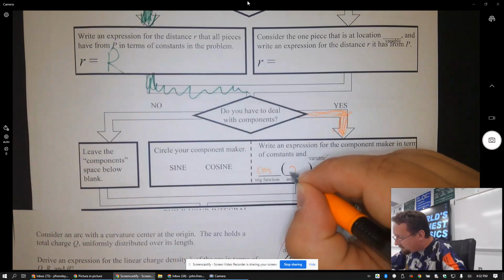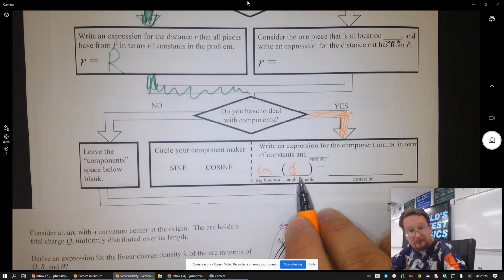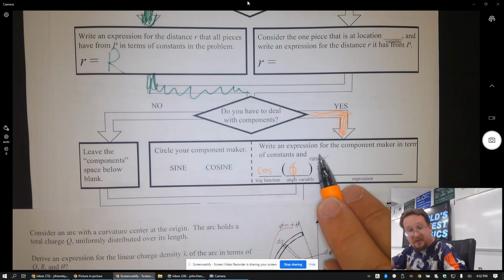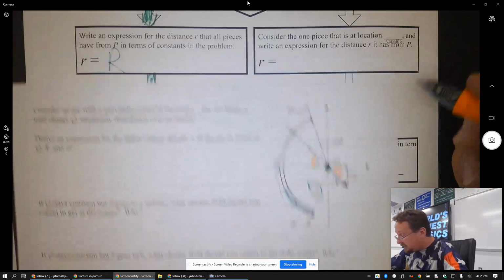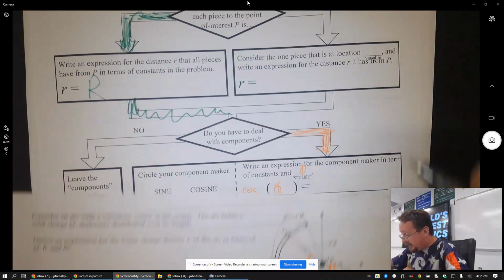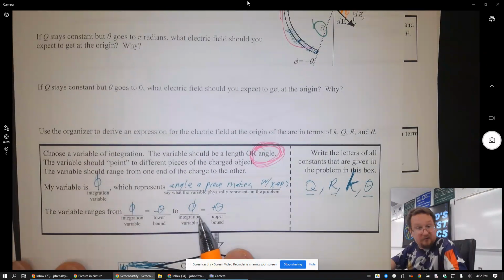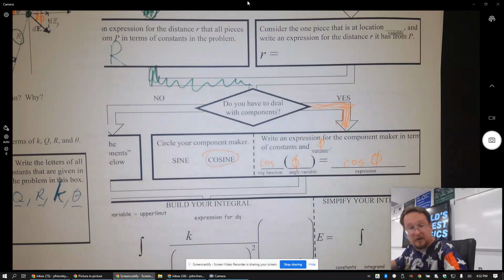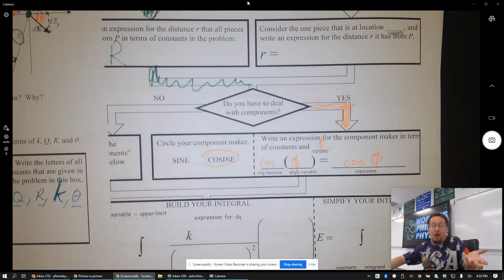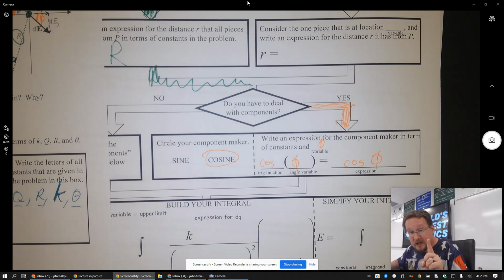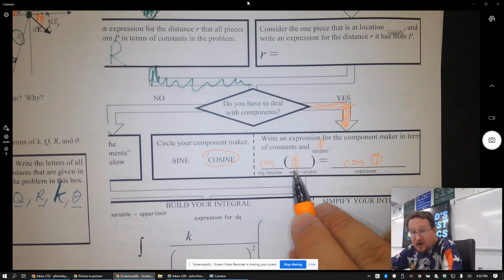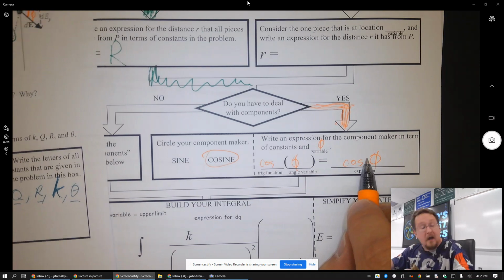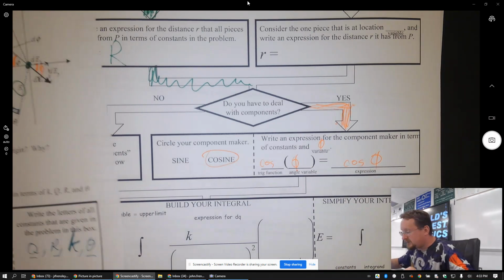So cosine phi. I need to turn cosine phi into an expression that has constants in it and the integration variable. Well, it turns out the integration variable is still phi. That's the integration variable, right? So cosine phi is just cosine phi. The component maker is going to be cosine. Now, I know you're thinking, wow, what a waste of time. But just wait until we get to another situation where cosine phi or theta needs to be expressed in terms of x or y because our integration variable is x or y. You're going to see it in a moment here.